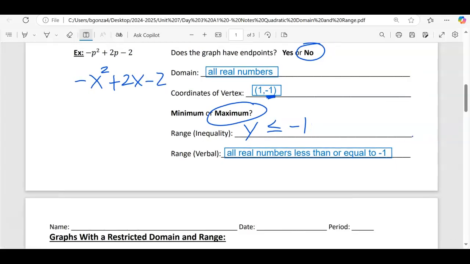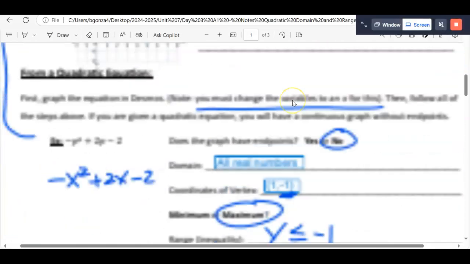On the next page, it's graphs with restricted domain and range. Now, do you know what restricted means? It means that there's an endpoint this time, to the left and to the right, or maybe only on one side. Restricted has endpoints. Cool? So let me show you how it looks.